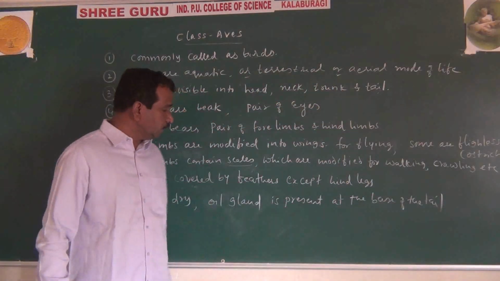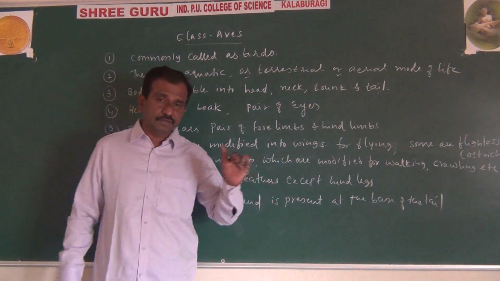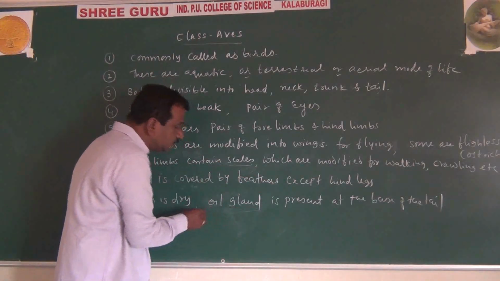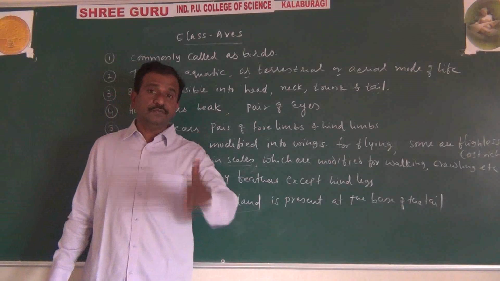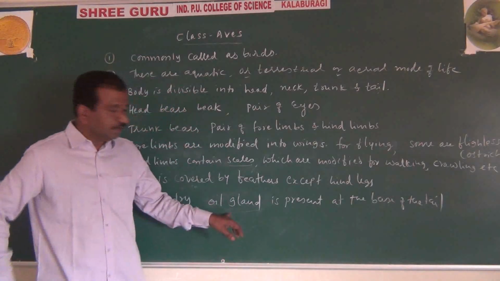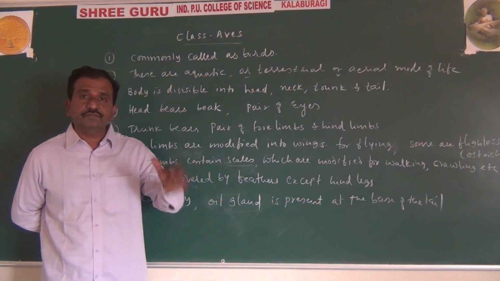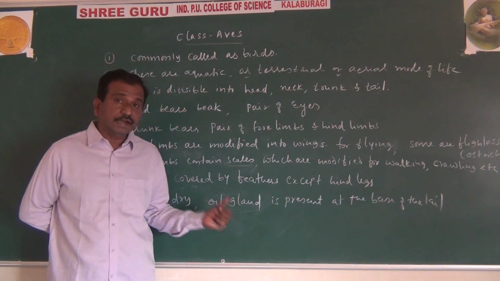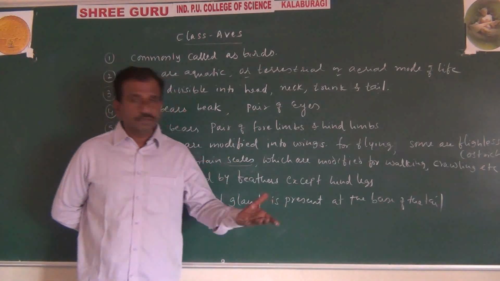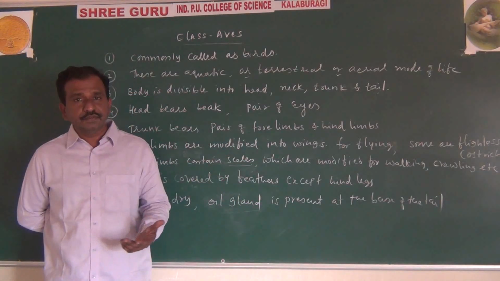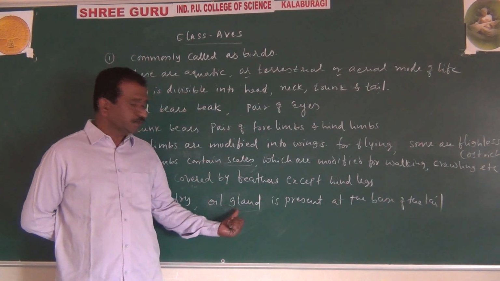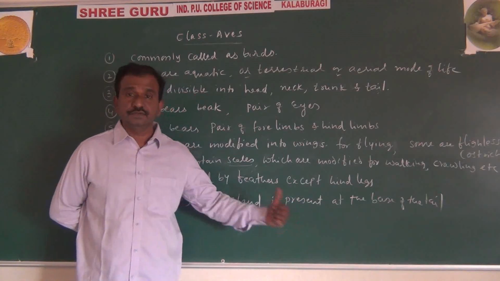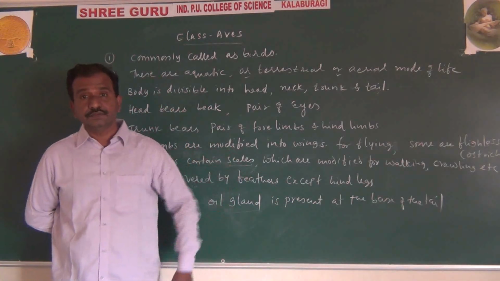At the base region of the tail you can see that the oil gland is found. What is the role of the oil gland? The oil glands are mainly meant for secretion of oil so that the feathers are leathery and shining. You may have noticed how shiny birds' feathers are. It is because of the presence of the oil gland. Shining is very important.